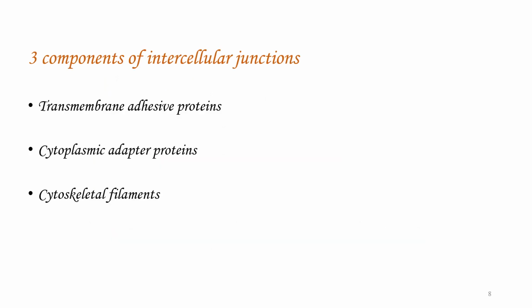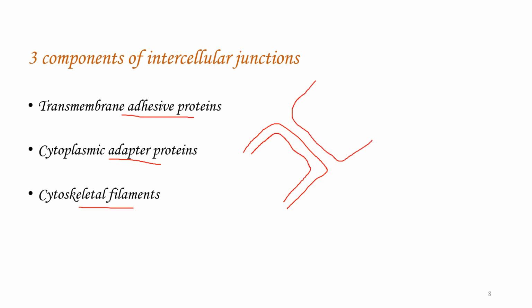And then these intercellular junctions are formed by three major components. So that is your transmembrane adhesive proteins, the cytoplasmic adapter proteins, and your cytoskeletal filaments. So imagine this is your cell and this is your cell membrane. In the same way we have an adjacent cell and adjacent cell membrane. So as the name suggests, transmembrane adhesive proteins are the proteins which are present across the cell. So this is your transmembrane protein. Some part of it is present inside the cell membrane and the other part in your intercellular space. So this is your intercellular space.